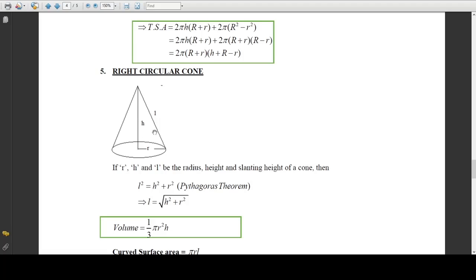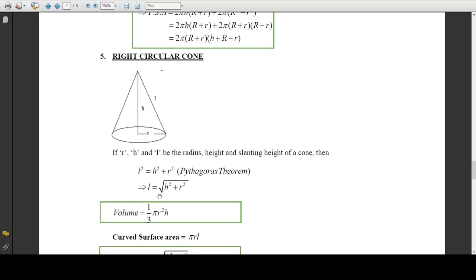This is the side opposite to the right angle. Therefore, L square will be h square plus r square, which implies that L should be the square root of the sum of these two sides. L square equals h square plus r square using Pythagoras theorem, which implies that L should be root over of h square plus r square.